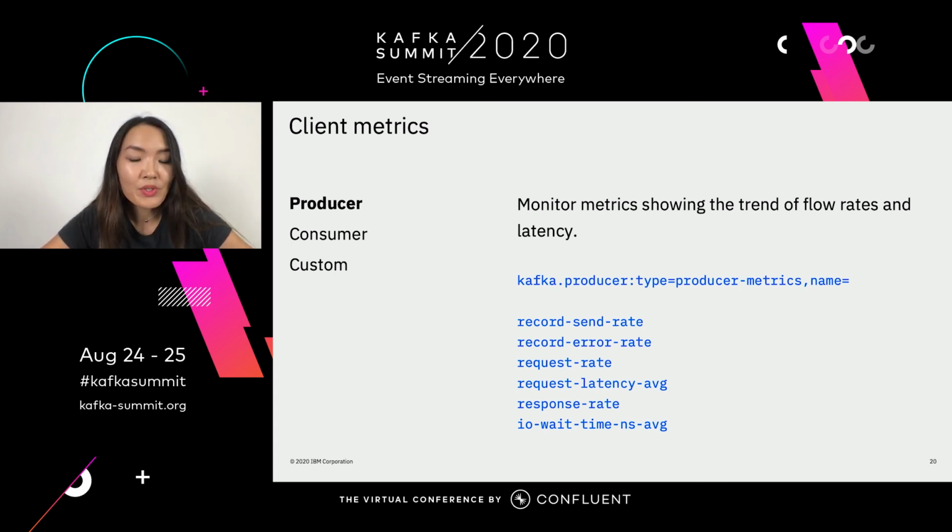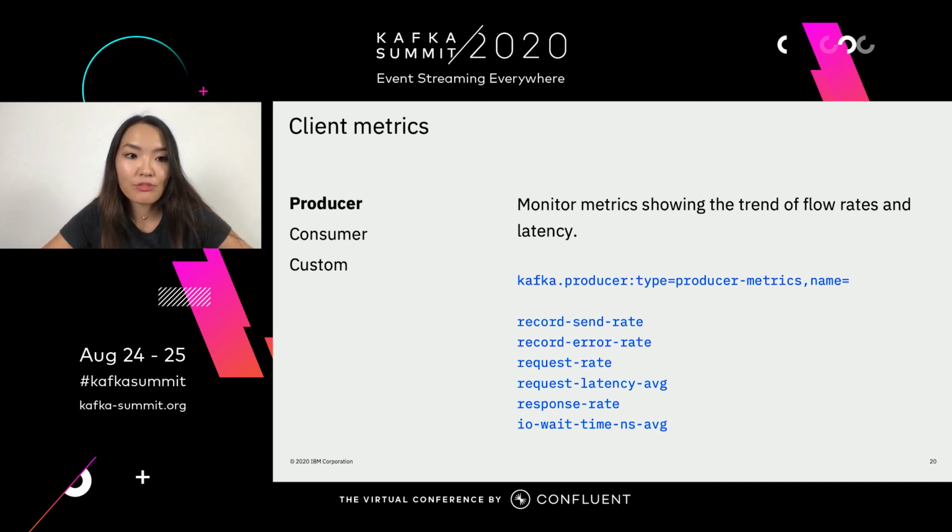So with the producer, these are the metrics that will help you to monitor the trend of the flow rates and the latency. So you'll be able to tell whether your messages are being sent successfully, and how quickly they're being sent. Especially the record error rate, that's a very interesting metric.